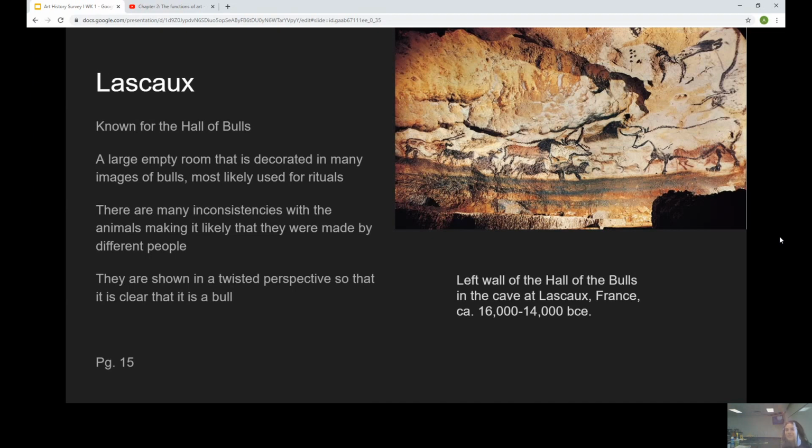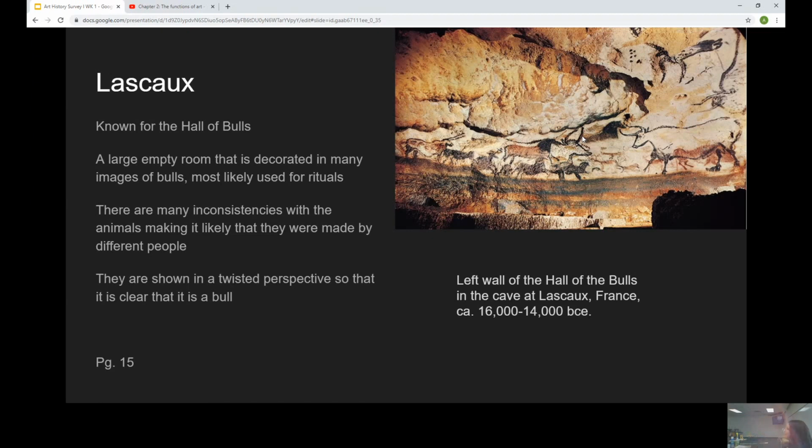We also have some twisting perspective used here. Normally, when you have a profile view of a bull, which is what the rest of this image is, you won't be able to see both horns at the same time. What these artists did is they twisted the horns to the side so that you would see two horns. So you could definitely tell that was a bull, because bulls have two horns. You want to be able to tell it's a bull, you got to do two horns.